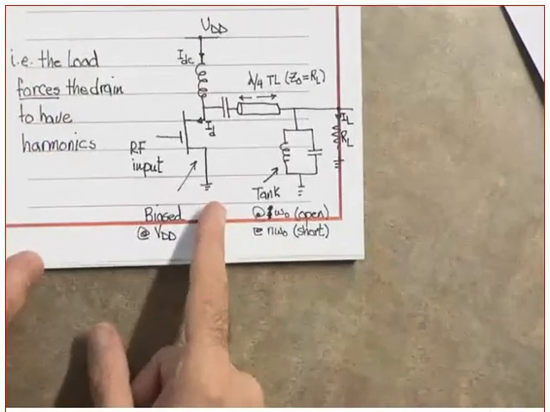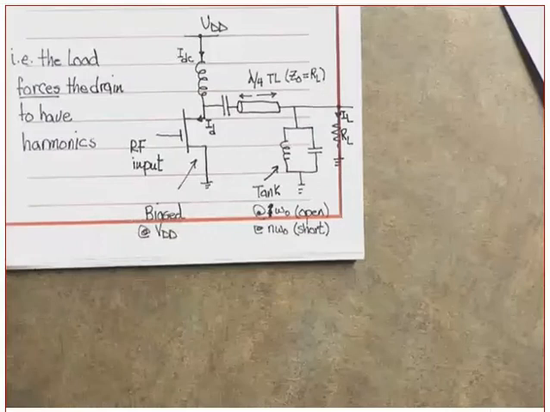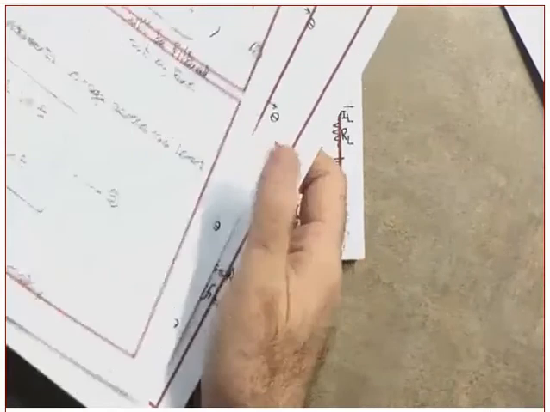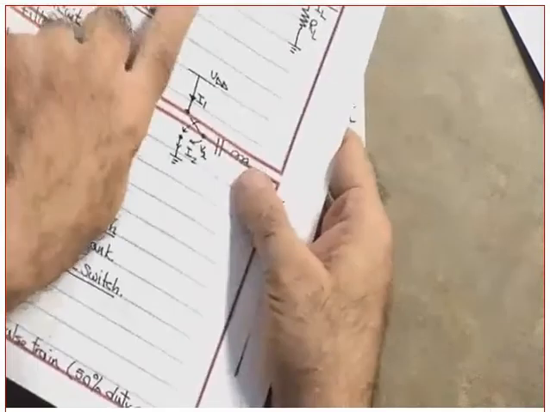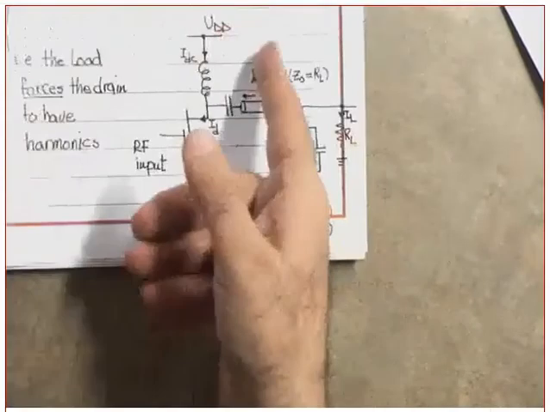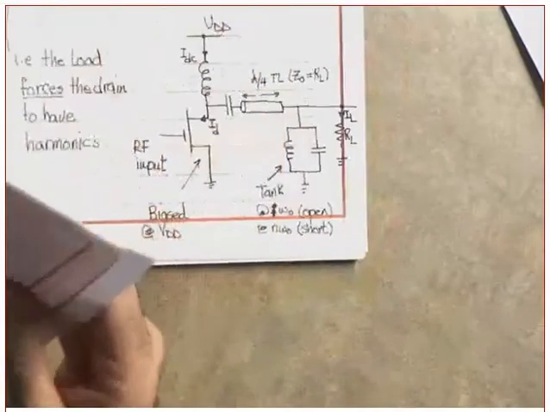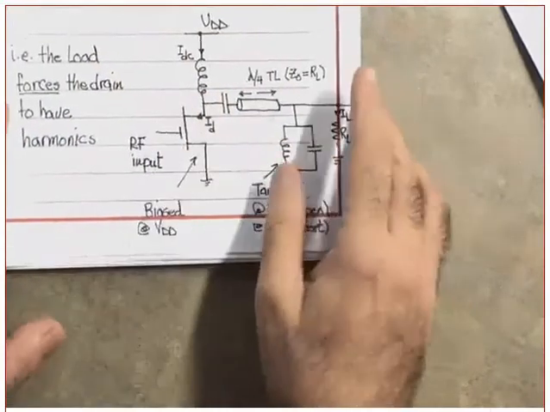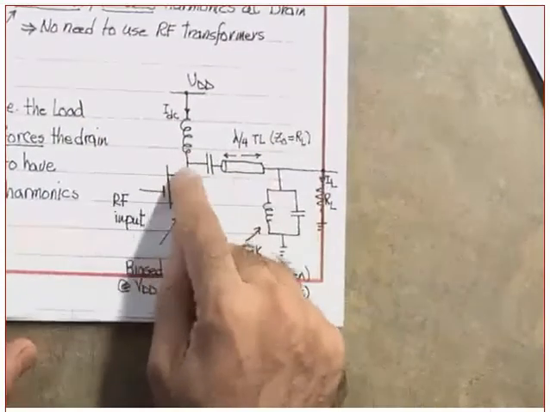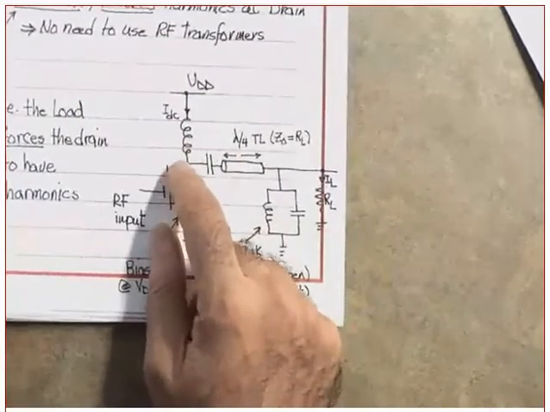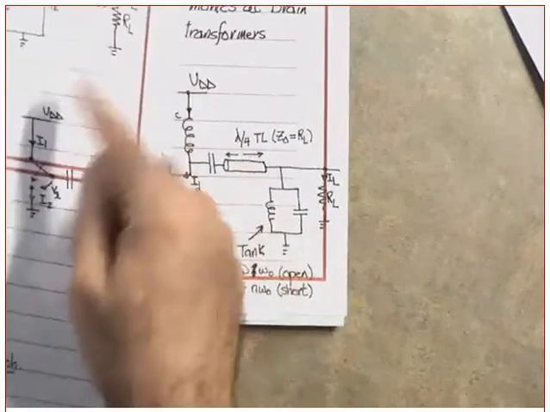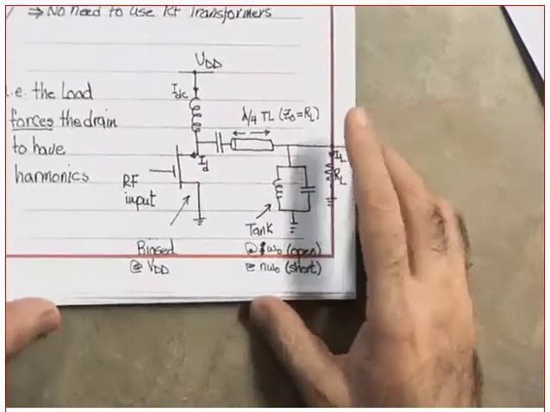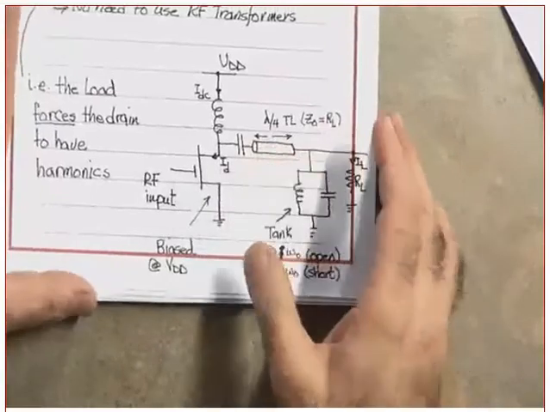Do you see any transformer? Do we have a transformer here? We eliminate the need for a transformer. Of course, we also eliminated the need for two transistors. Clear? We only need one transistor. I want you to understand what this is all about.